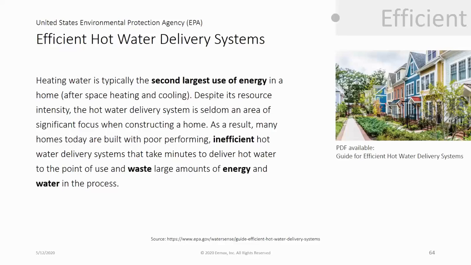EPA is promoting efficiency. Residential water heating is the second largest consumer of energy in a home. How do you be more efficient? They actually put residential tank water heaters through an efficiency improvement plan back in 2015.